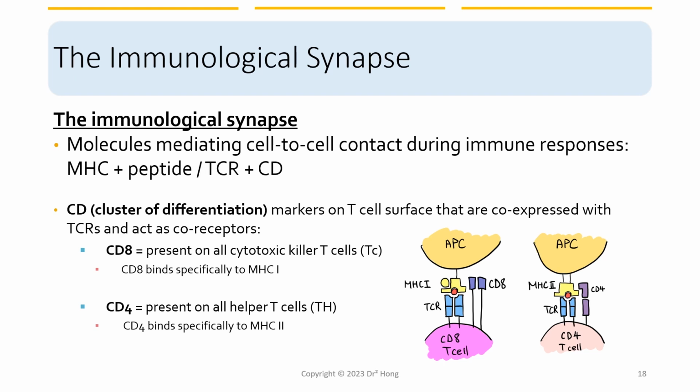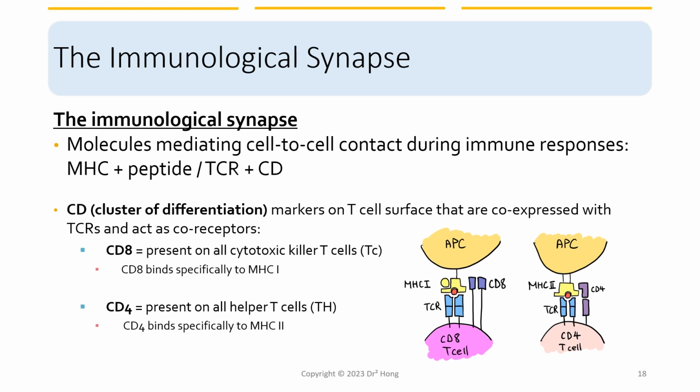Now, what are these CDs? CD represents a cluster of differentiation. These CDs are markers on the T cell surface that are co-expressed with the receptors and act as co-receptors. These co-receptors are necessary for successful cell-cell contact. CD8 is usually present on all of the cytotoxic killer T cells, and CD4 is present on all of the helper T cells. This graph illustrates the different combinations.